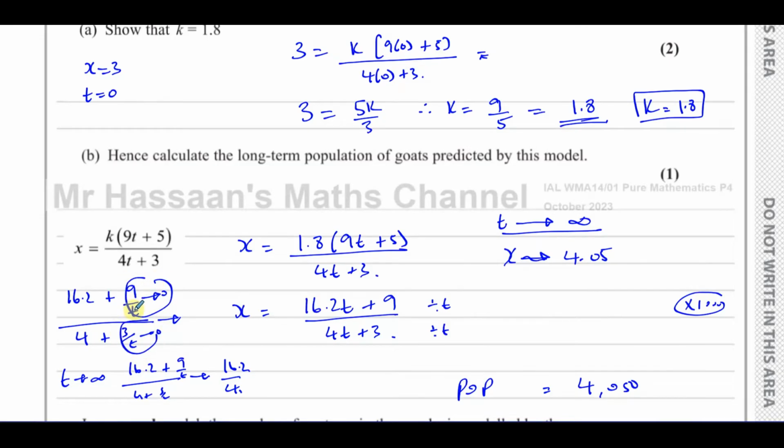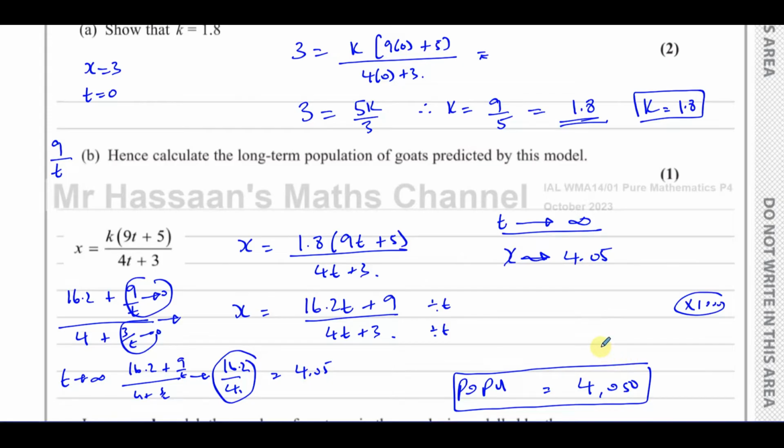If you make t really big, you have 9 divided by a really huge number. It's going to get smaller and smaller as this number gets bigger. So as t approaches an infinite number, the 9 over that infinite number approaches 0. So you end up getting 16.2 over 4, which is 4.05, which means the population is going to be 4,050. So whichever way you do it is fine.